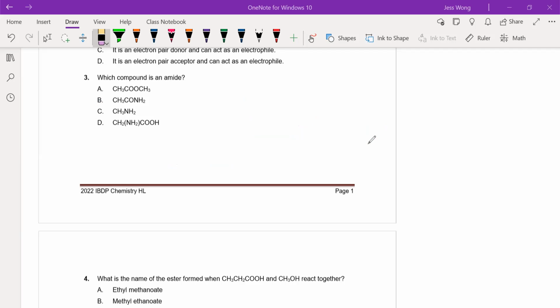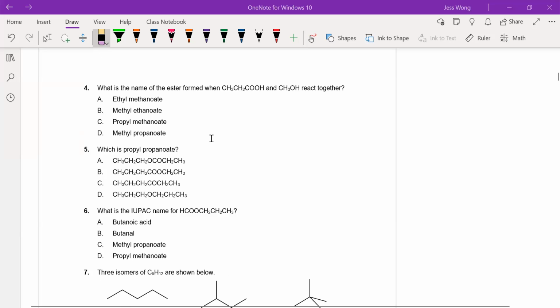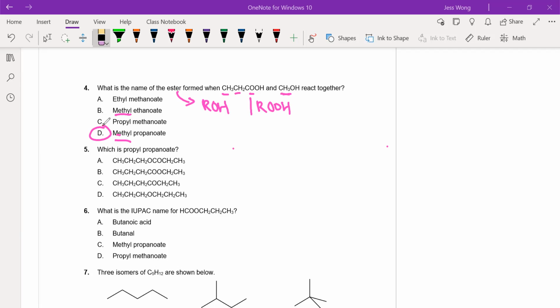Question 4. What is the name of the ester formed when these react together? When we name an ester, we name the alcohol portion first, followed by the acid portion. If we look at the alcohol portion, it's methanol, so it must start with methyl something. Therefore, the answer is either B or D. Then if I look at the acid, we have 1, 2, 3 carbons. So therefore, methyl propanoate. The answer is D.